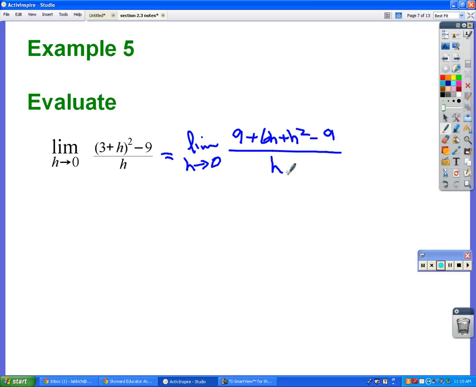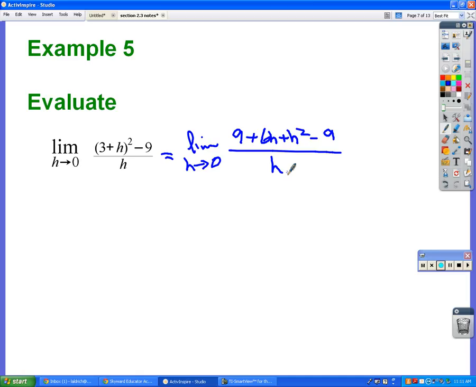Okay, so if I FOIL that out, I get 9 plus 6h plus h squared minus 1 over h. The way you FOIL in your head is you square the first one, you multiply these together and then double it, and then you square the second one. You need to get pretty quick about that. Square the first one, multiply them together, double it, square the second one.